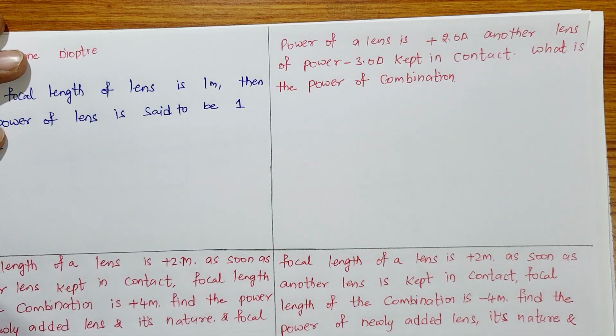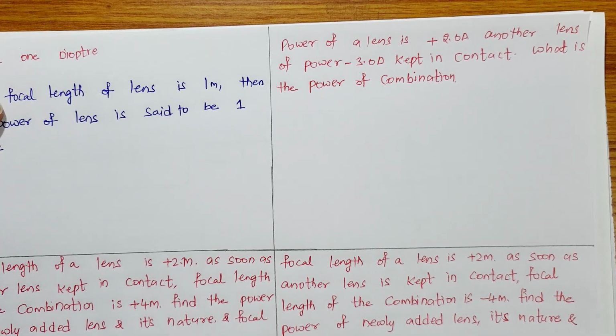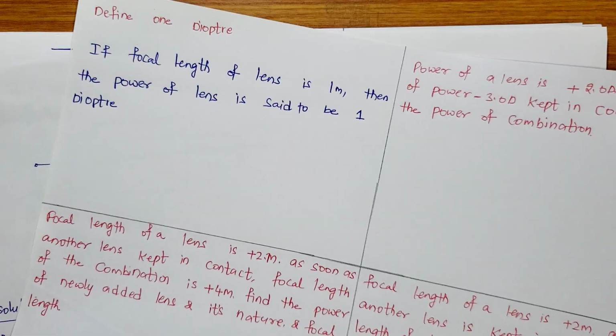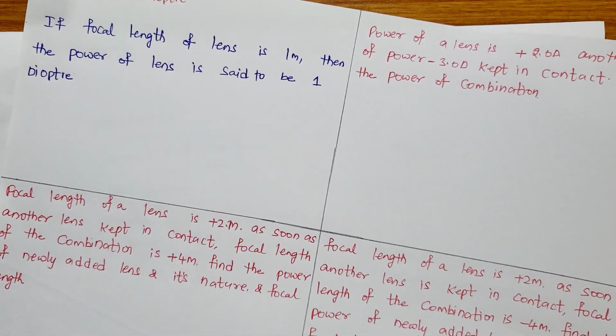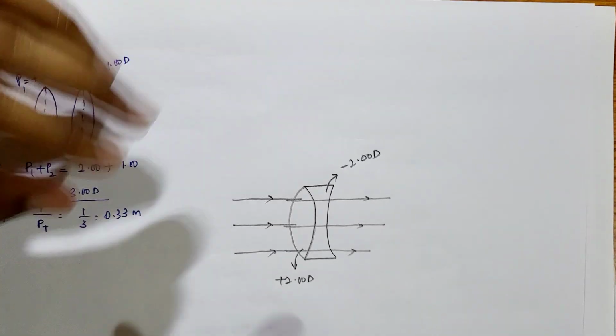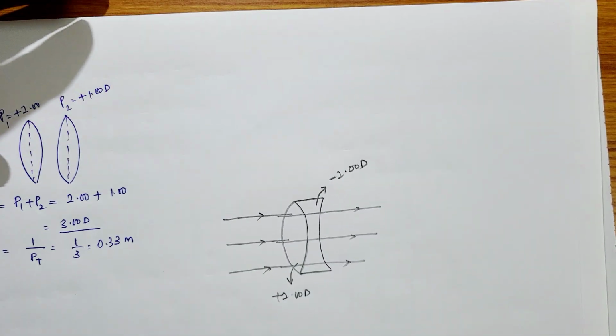Power of a lens is plus 2 diopter. Another lens of minus 3 diopter is kept in contact. What is the power of the combination? See, the last problem, what did we do? This one. Wait. See, this also 2 diopter we have taken, and this minus 2 diopter we have taken. Equal power we have taken.